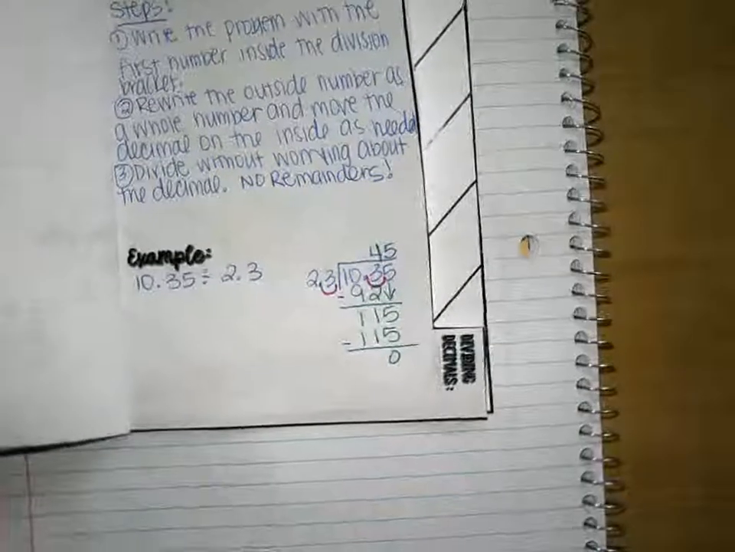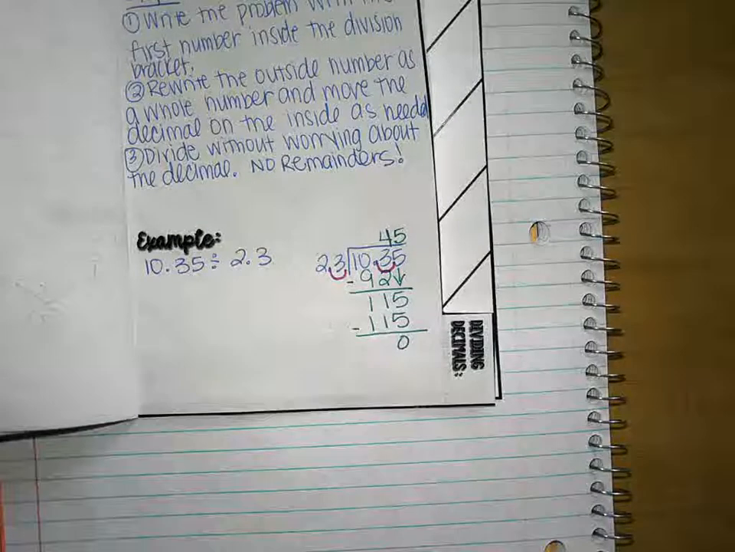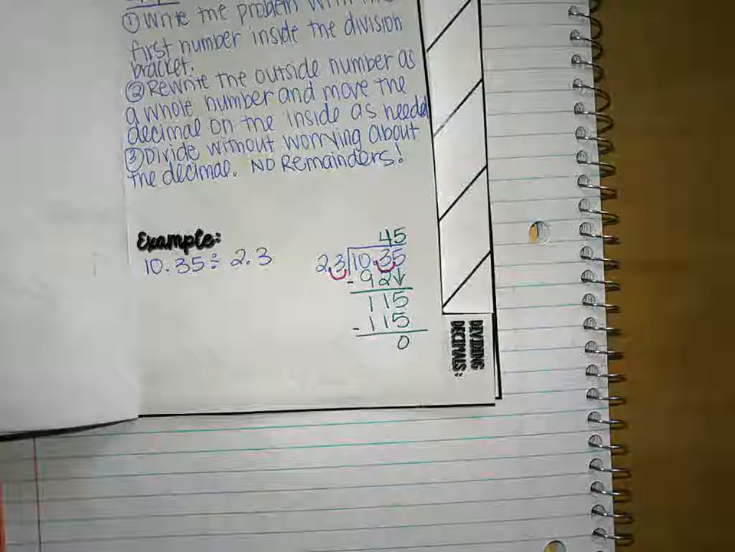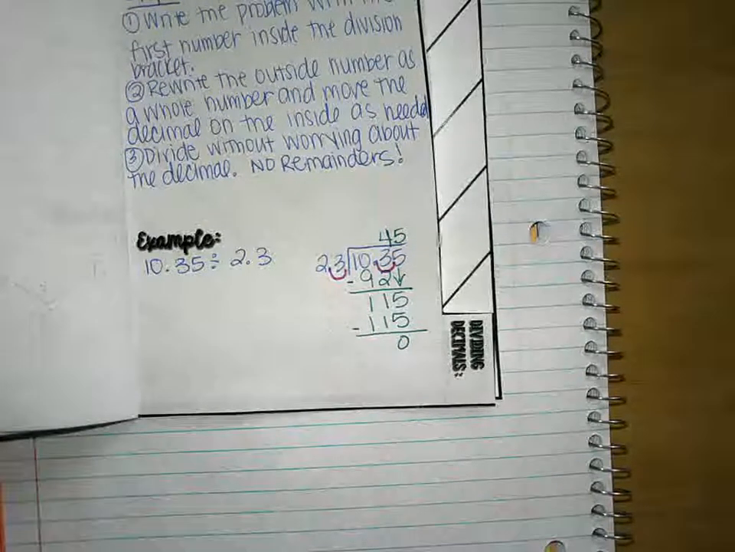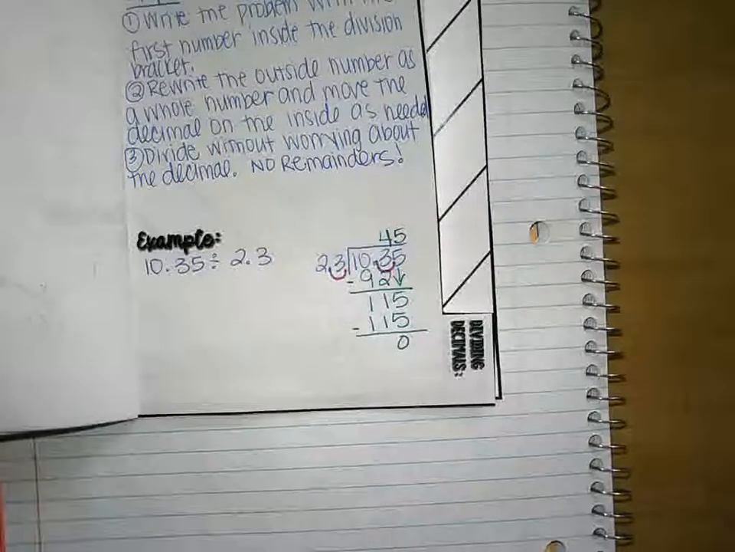What is always my rule? Do you know my rule when it comes to dividing with decimals? How many places do you always have to go to? You have to always go to 3. So no matter what, you go till there are 3 decimal points. Is that understood? Okay, questions so far?